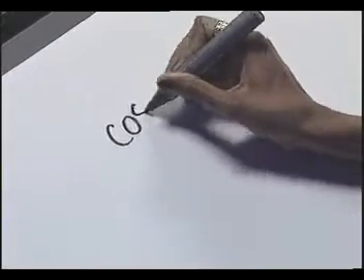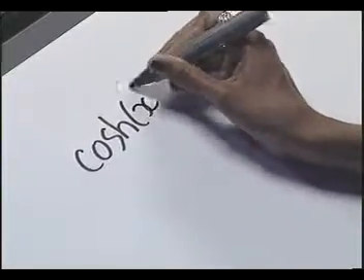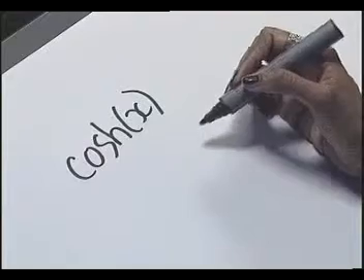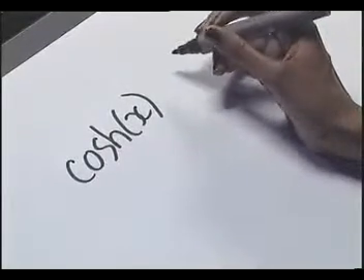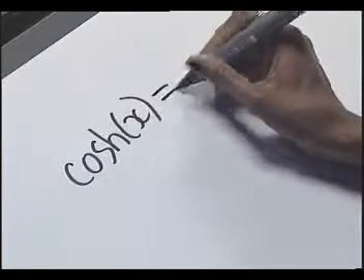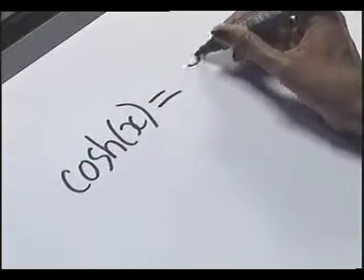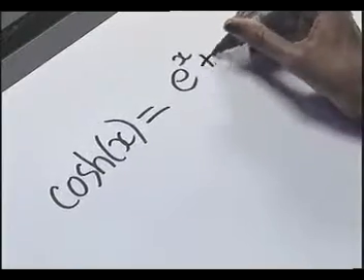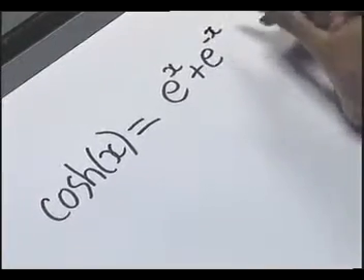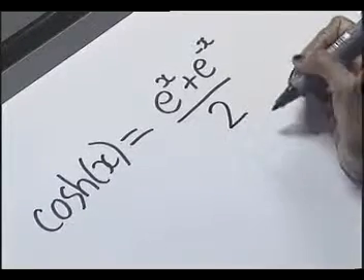In this video, we'll define the hyperbolic functions: hyperbolic sine, hyperbolic cosine, and hyperbolic tangent. We'll define hyperbolic cosine first. We write hyperbolic cosine like this. We pronounce it cosh x, and it's defined using the exponential functions like this. Cosh x equals e to the x plus e to the minus x, all divided by 2.